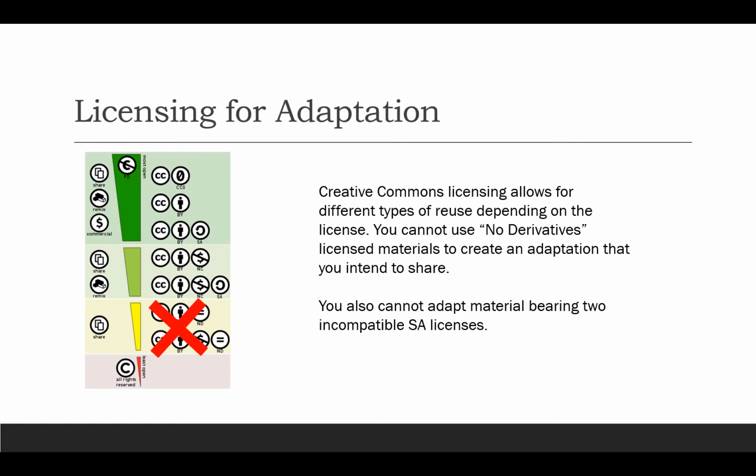Another thing to keep in mind is that with these share alike licenses, say you have two pieces of source material that you'd really love to use. Maybe one of them is licensed under a CC BY SA, and the other is licensed under a CC BY NC SA. So these are two different licenses that are incompatible, right? And so you can't actually use these incompatible licenses as part of an adaptation or remix. So that's a little tricky too.